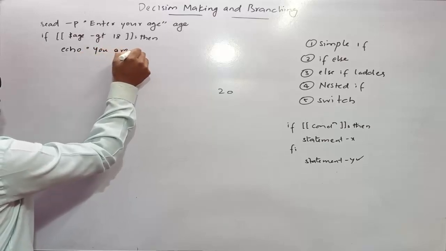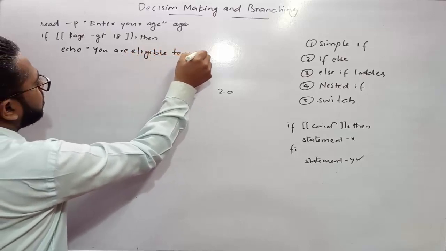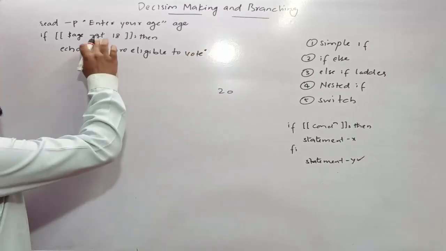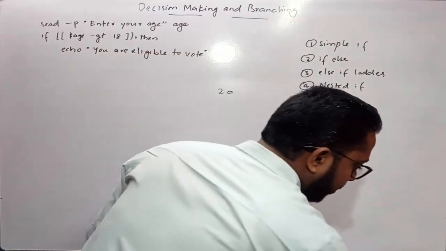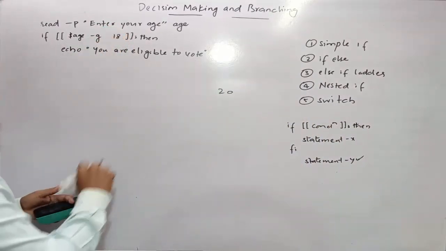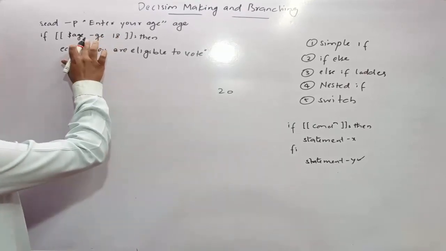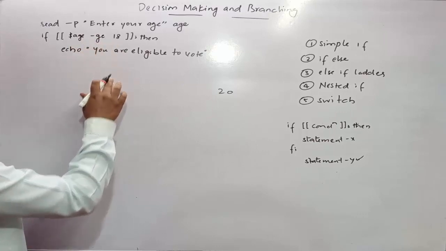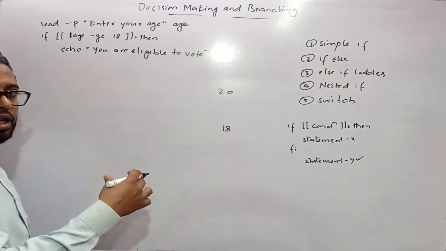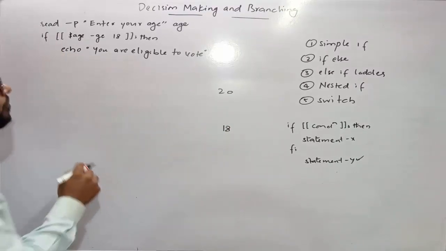echo "You are eligible to vote". Instead of this -gt, you can also use greater than or equal to. If you use -ge, greater than or equal to, then if the user enters 18, for this input also it will come inside the if and execute this statement.